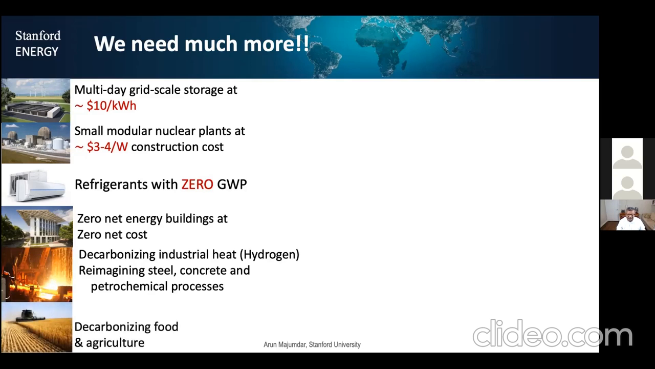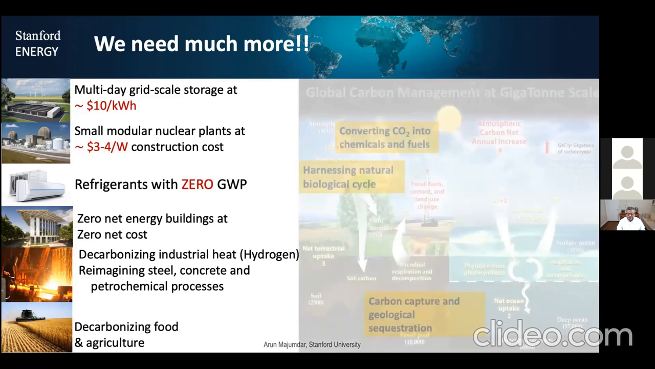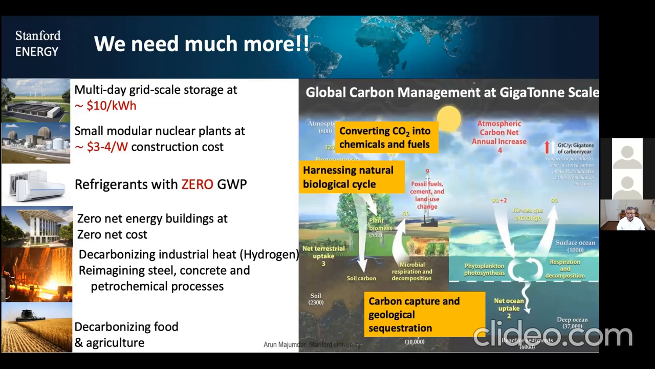And finally, not often recognized as much, but 24% of the emissions come from food, a lot of it from food wastage, but inherently in how we grow food. And then there's the gigaton scale carbon management of removing CO2 from the atmosphere, putting it in the ground, and recarbonizing the soil, which goes into the agricultural side.